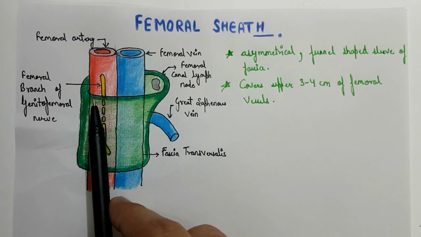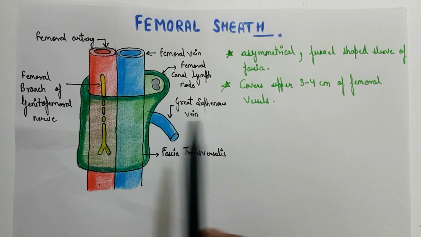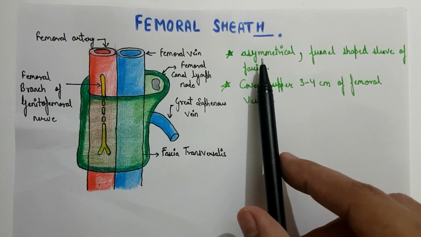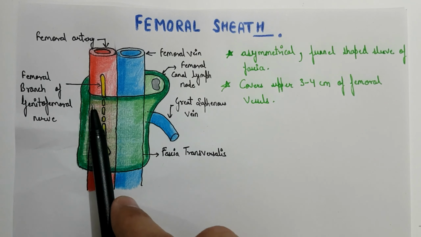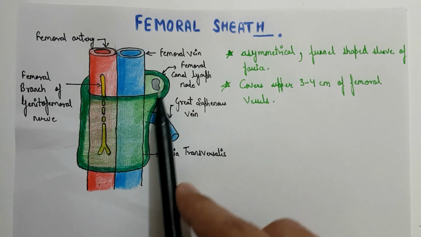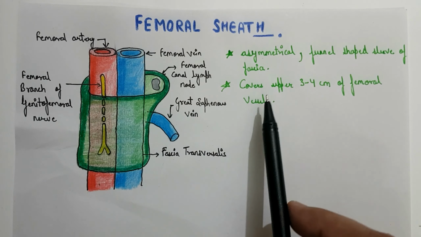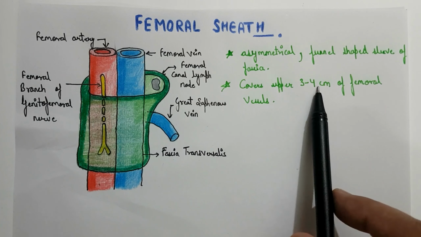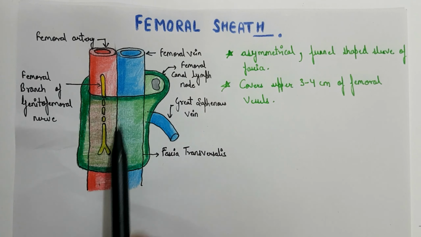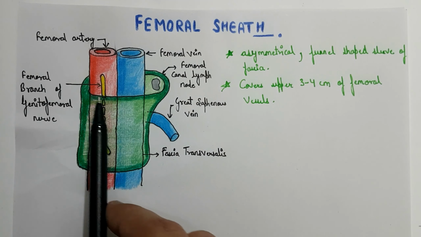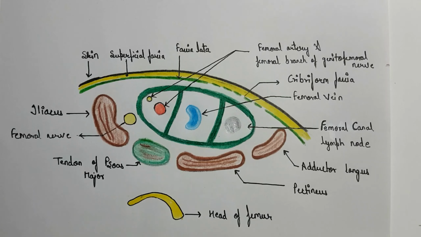This diagram represents the outline of the femoral sheath. This green structure is the femoral sheath. Now, going by the definition, the femoral sheath is an asymmetrical, funnel-shaped sleeve of deep fascia. In this diagram, you guys could appreciate that it is quite asymmetrical. It is also funnel-shaped and it is made up of deep fascia. It covers the upper 3 to 4 centimeter of the femoral vessels. In this diagram, this is the femoral artery and this is the femoral vein. And the femoral sheath covers the upper 3 to 4 centimeter of these femoral vessels.